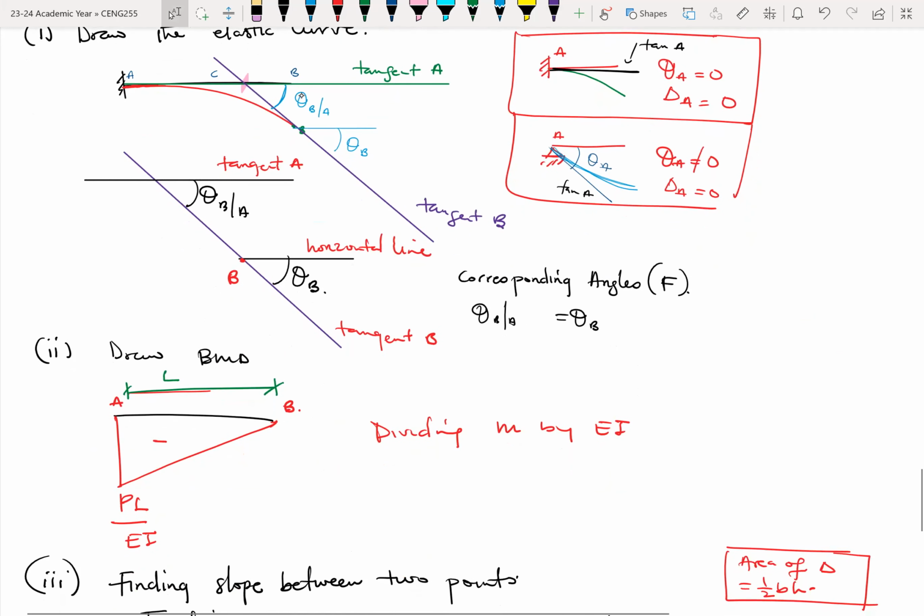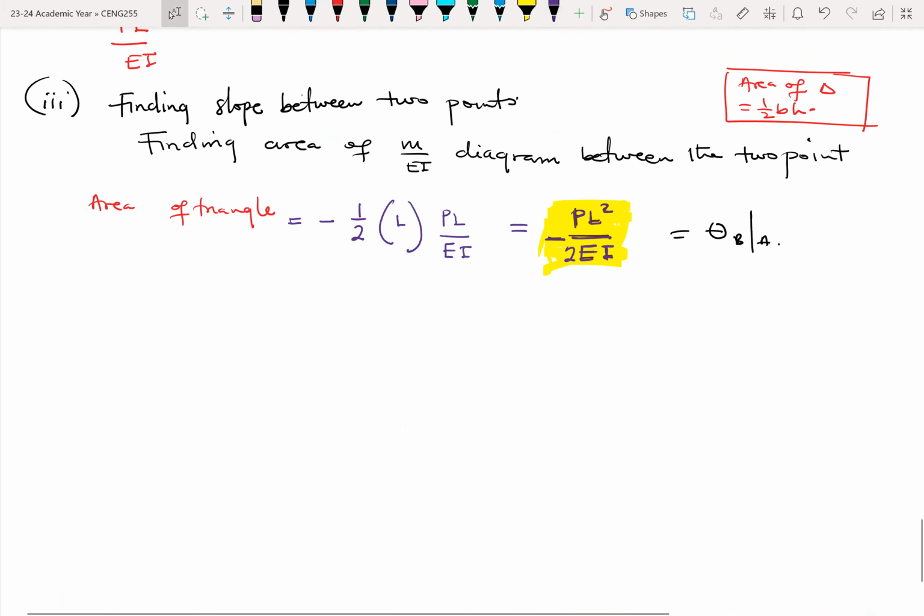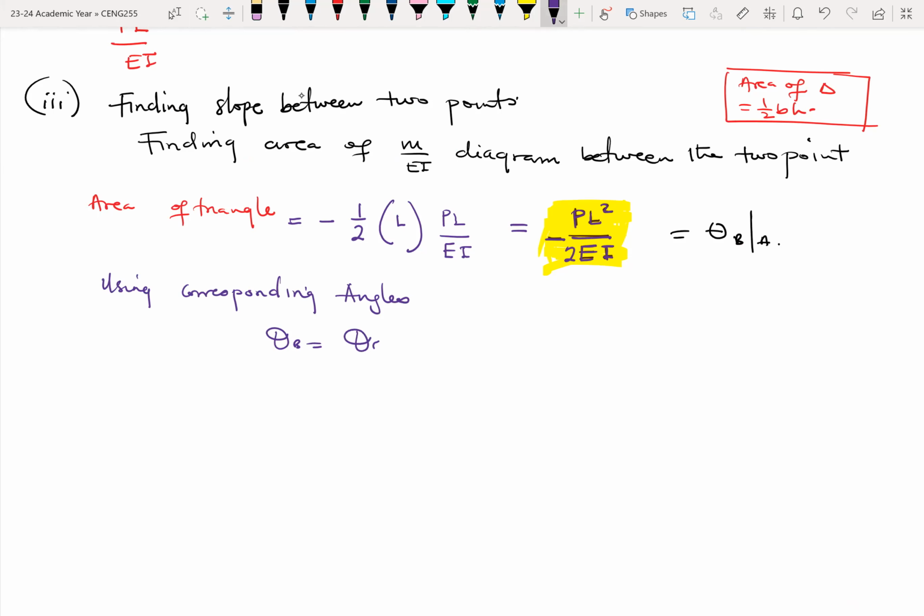So here we have already established that in this particular case, it is not always, my theta BA is the same as theta B. So it makes things easier for me, which means that whatever I found for theta BA, like I said, I'm using corresponding angles or trigonometry or whatever. Theta B is the same as theta BA, and that is minus PL squared over 2EI.